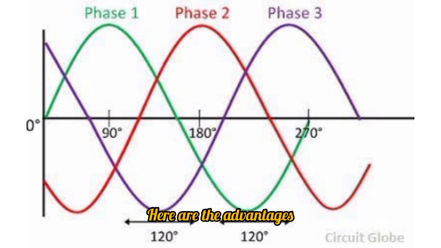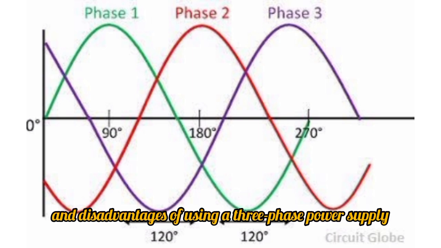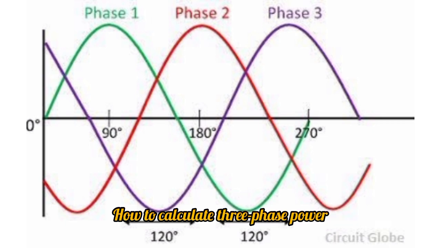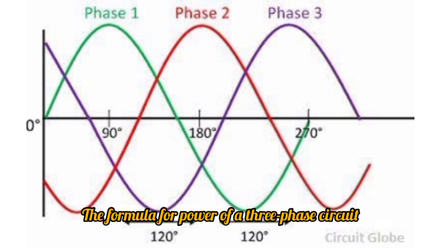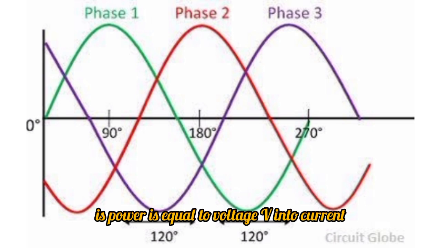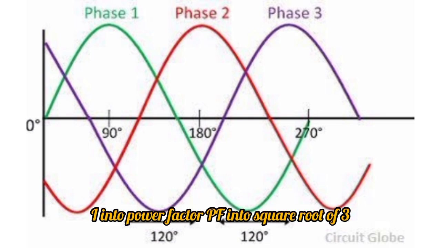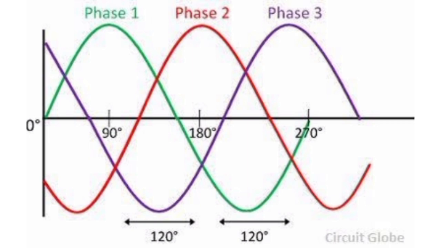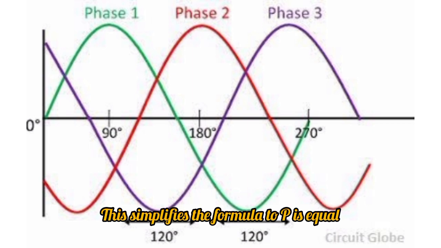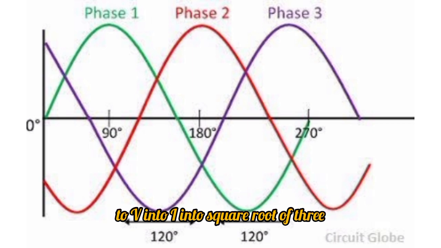Here are the advantages and disadvantages of using a three-phase power supply. How to calculate three-phase power? Three-phase power can be calculated using a set formula. The formula for power of a three-phase circuit is power equals voltage, V, times current, I, times power factor, PF, times square root of 3. The load of the circuit can be assumed to be resistive only, and for the purposes of this demonstration power factor is unity, or 1. This simplifies the formula to P equals V times I times square root of 3.